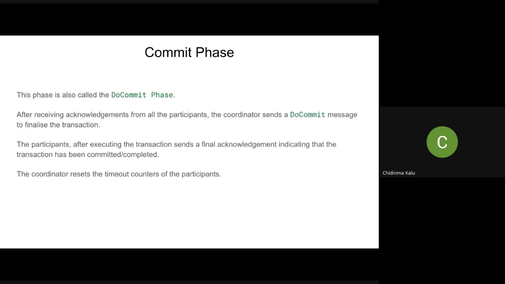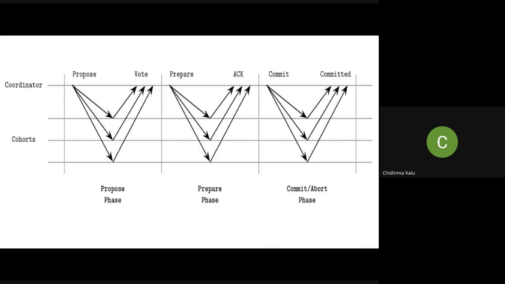And now we are at the last phase of 3PC, called the commit phase, also known as the do commit phase. After receiving acknowledgements from all the participants, the coordinator sends a do commit message to finalize the transaction. In this phase, the coordinator also resets the timeout counters of the participants. And the participants, after executing the transaction, send a final acknowledgement indicating that the transaction has been committed. And this is a nice diagram from the book.